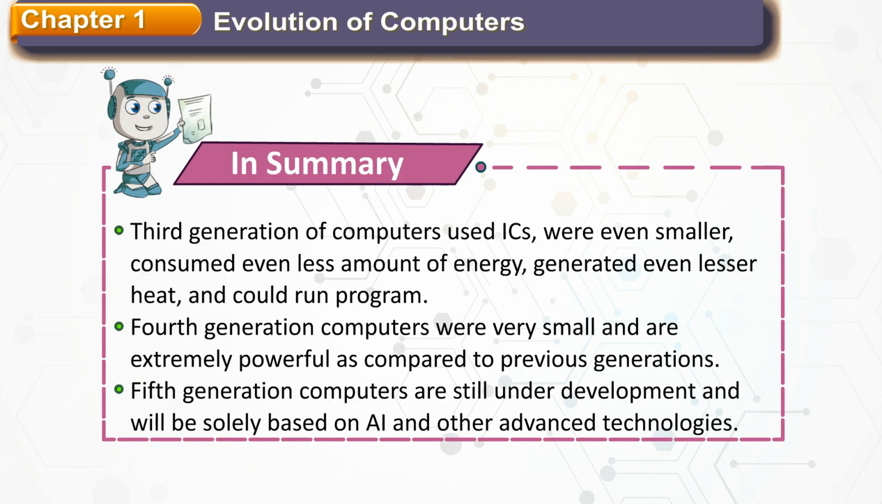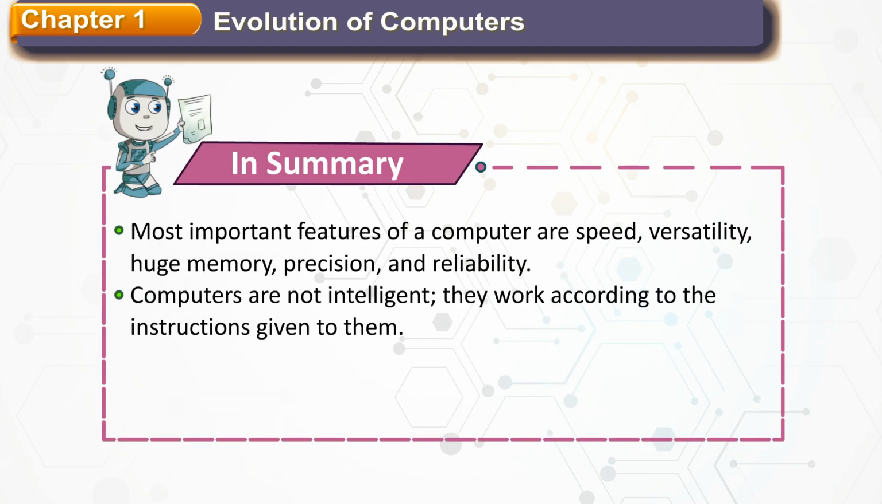Third generation of computers used ICs, were even smaller, consumed even less energy, generated even less heat, and could run programs. Fourth generation computers were very small and are extremely powerful as compared to previous generations. Fifth generation computers are still under development and will be solely based on AI and other advanced technologies. Most important features of a computer are speed, versatility, huge memory, precision, and reliability. Computers are not intelligent, they work according to the instructions given to them.